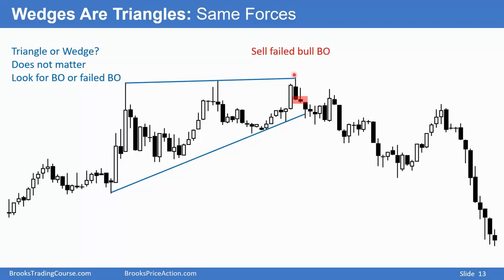The bulls tried to get an upside breakout, and we see a decent sell signal bar. It's a reasonable short right below the low of that bear bar, betting on a failed breakout above a triangle or a failed breakout above a wedge.